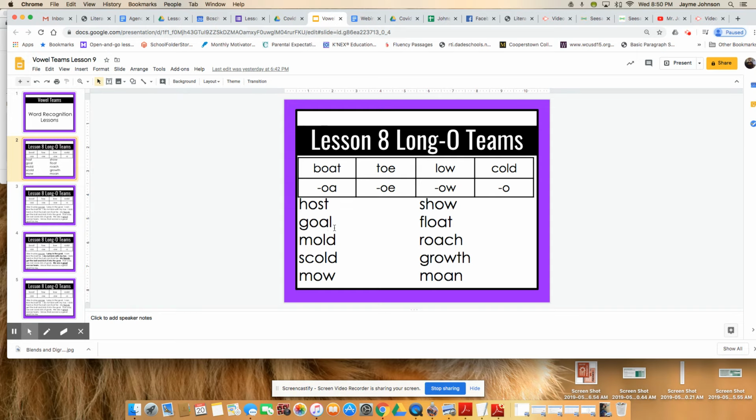Host. Goal. Mold. Scold. Mow. Show, float, roach, growth, moan, host, goal, mold, scold, mow, show, float, roach, growth, moan, host, goal, mold.